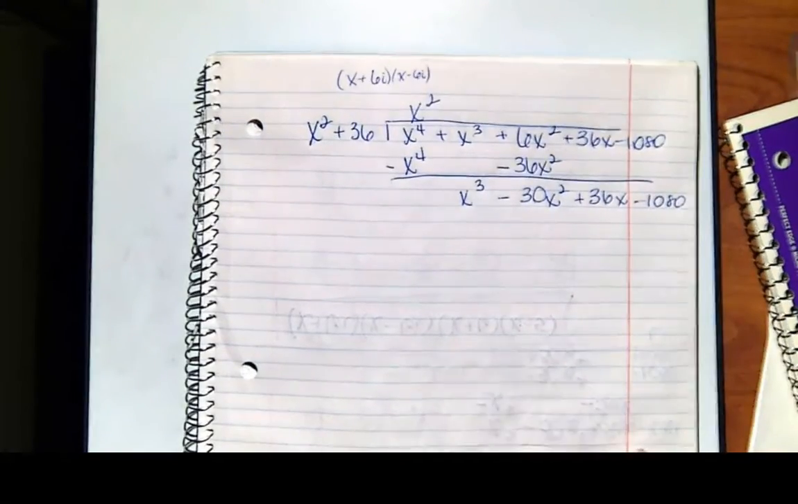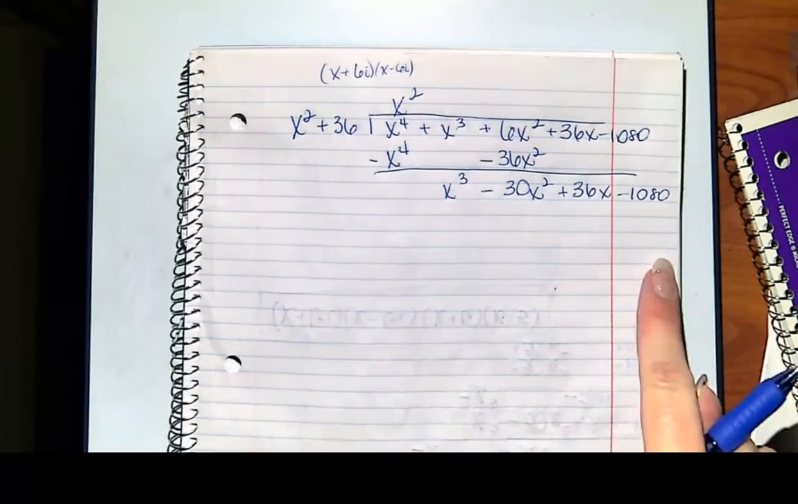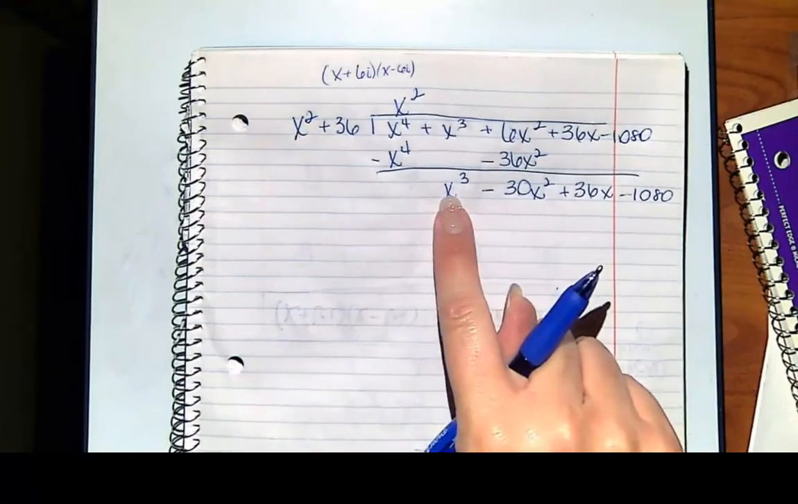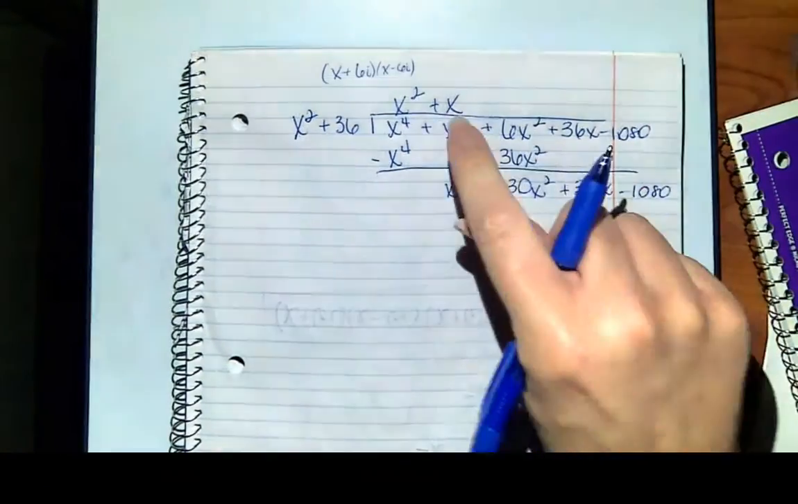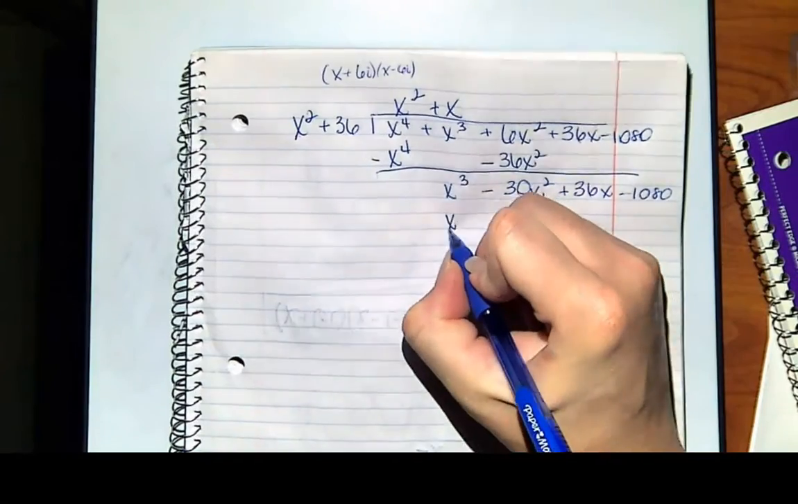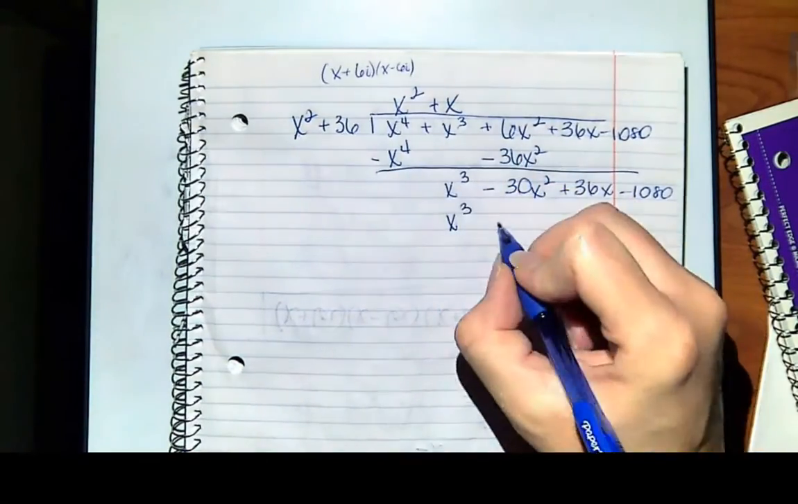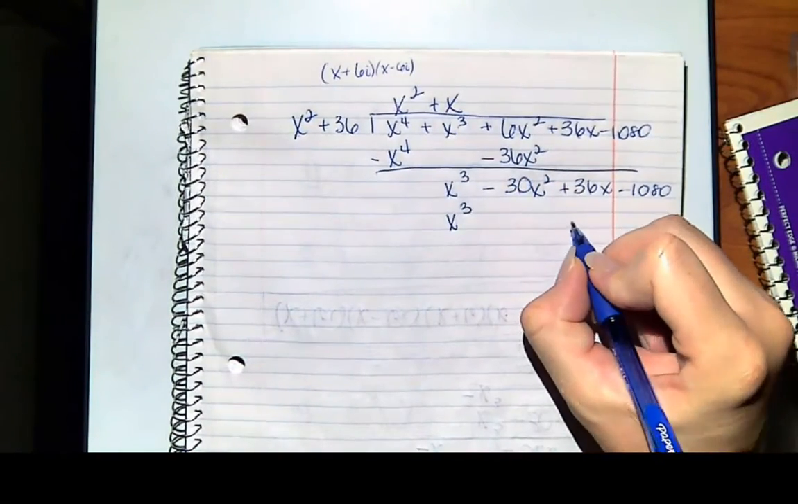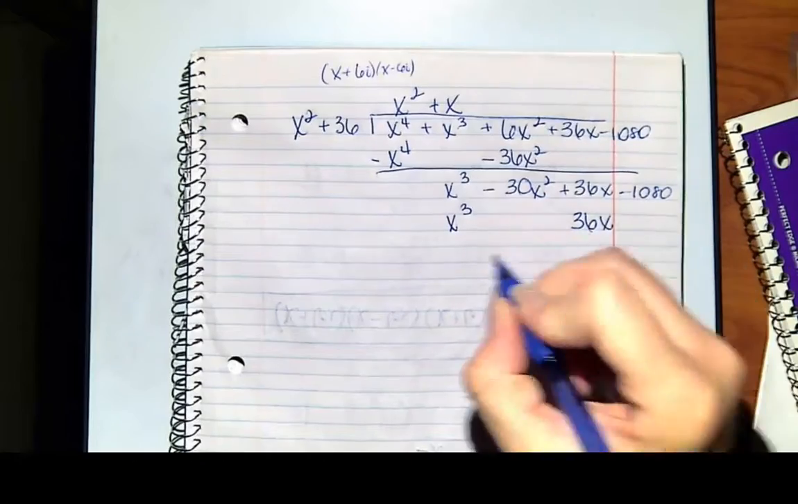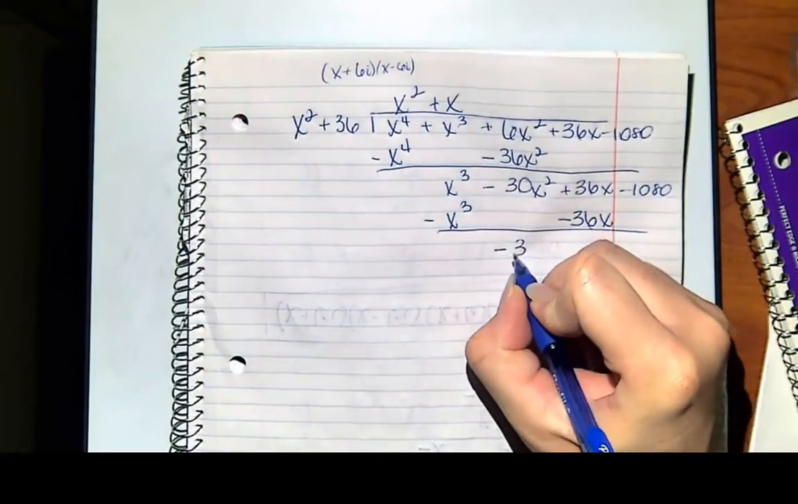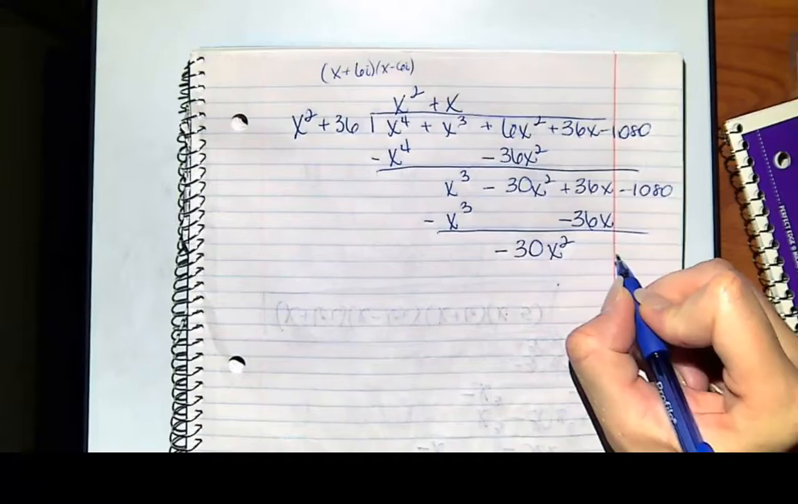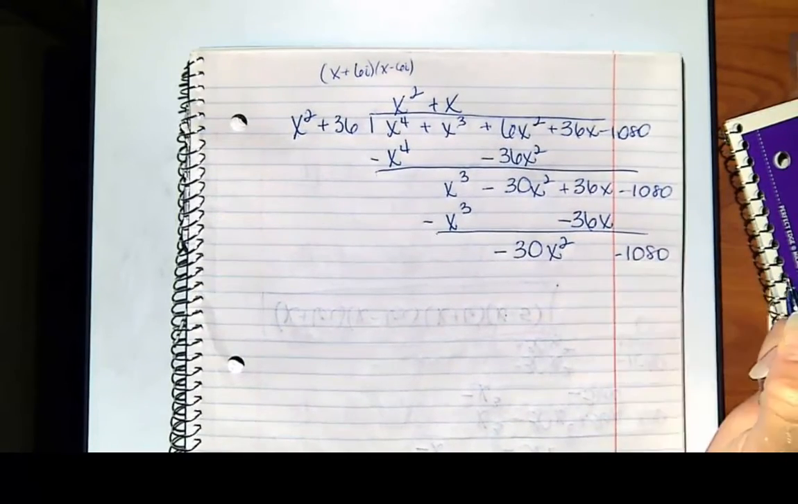Good heavens, my handwriting is horrible. Okay, I have an x squared. I need an x to the third, which means I'm missing an x. So x times x squared is x to the third. X times 36 is 36x. And then change your signs. That leaves me with a negative 30x squared and a negative 1080.